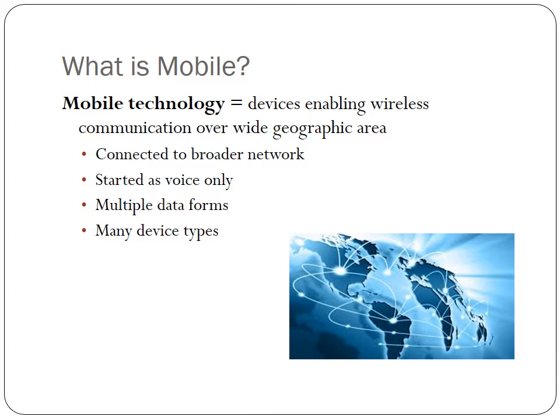First, what is mobile? Mobile technology includes any device which enables wireless communication over a wide geographic area. The wide geographic reach of mobile devices is enabled since they are connected to a broader network infrastructure. Mobile started as voice-only communication, but has increasingly included multiple digital data forms, such as text messaging, email, internet access, and the like. In addition, there are now many device types, including various smartphones and tablets.